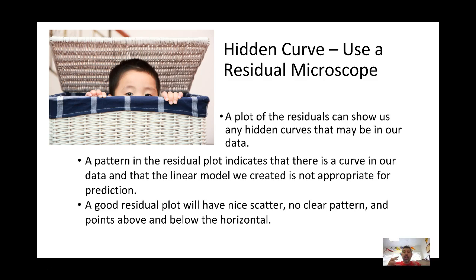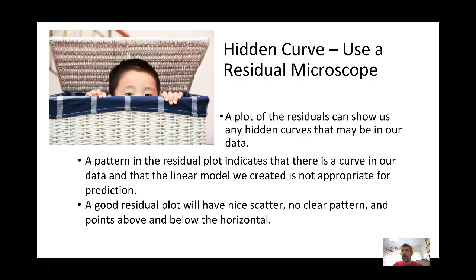And the residual plot is that microscope that lets us look deeper into our data to see if there might be a curve and if our linear model is appropriate. So what we're going to do is plot those residuals. And if we see a curve in my residual plot, it means that there's a curve in the actual data in the scatter plot that I didn't quite see, and that my linear model is not an appropriate equation to use for prediction. That's all it tells me, whether it's appropriate or not.